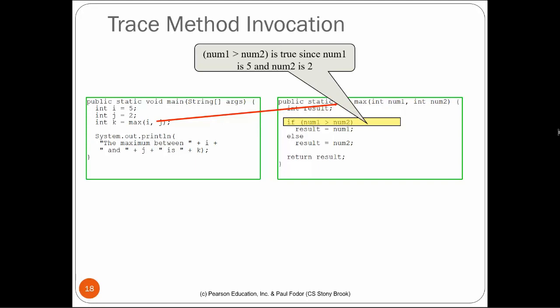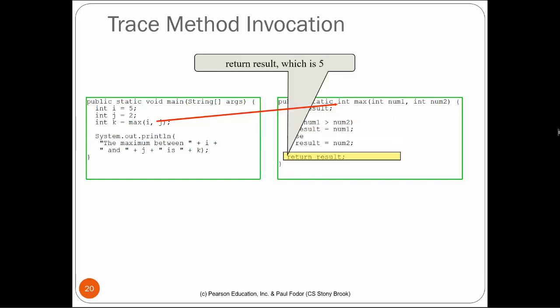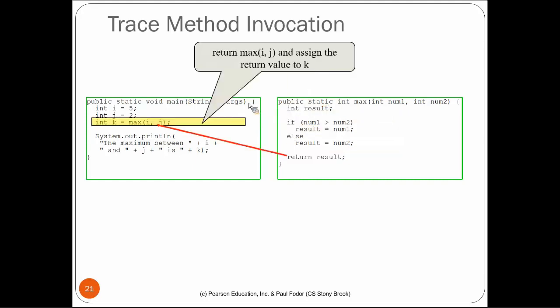We check if 5 is greater than 2, which is true, and we assign 5 to result, and we return result, which will return back the value of that expression. And now we assign 5, the maximum of 5 and 2, into the variable k.